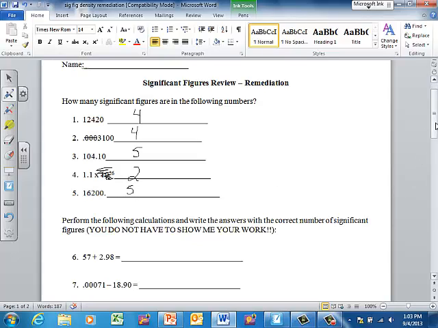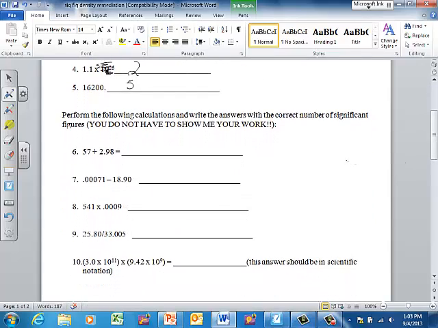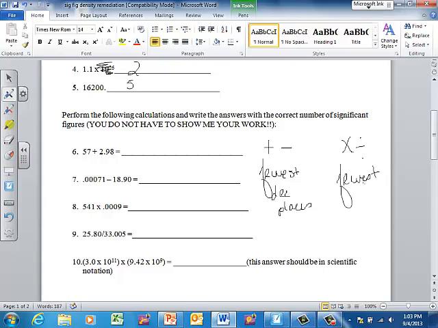Okay. Now the next section has to do with math, and remember with math there are 2 rules. If it is addition or subtraction, it's the fewest decimal places, and if it is multiplication and division, it is going to be the fewest number of sig figs. So for example, number 6, if I do this out to the side, you've got 57 plus 2.98. Now you're still going to do the math, so you still get 59.98. And you can only write down a whole number, so that is going to round up. So it should be 60.